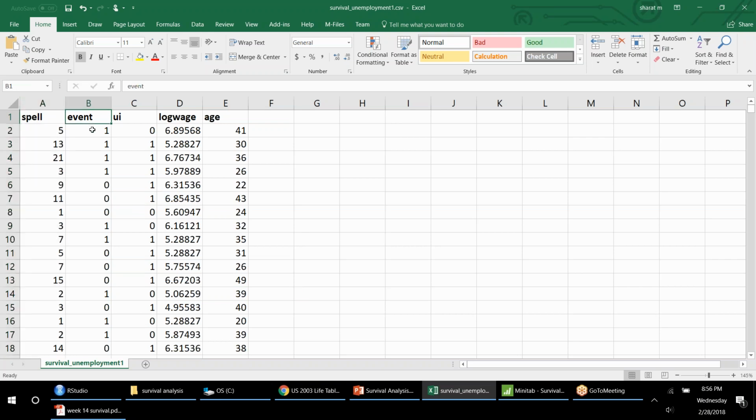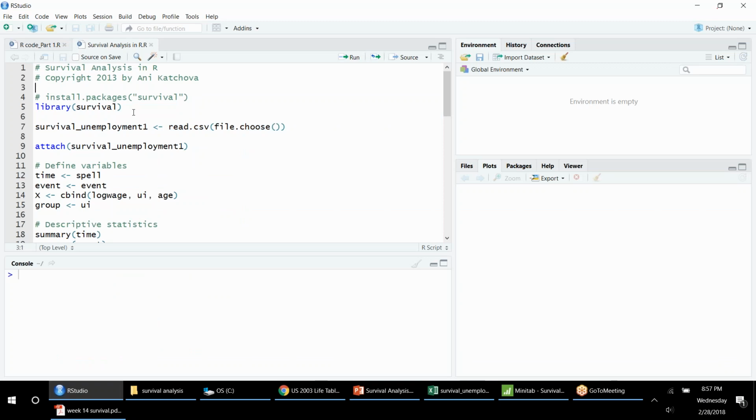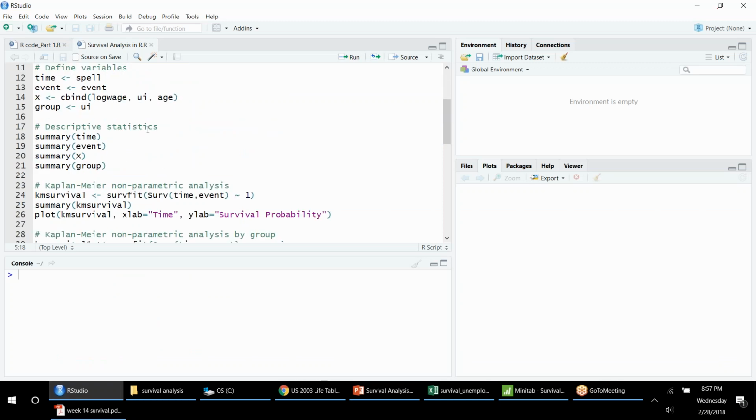Example. So event is whether they are getting hired or not. UI is unemployment, and wage is the salary or the money that they are getting. We have log transformed it. There is no reason, just to get a value here. We have log transformed it, and this is the respective age. Now using this data, we are going to see survival analysis using R, and here we will apply the Kaplan-Meier survival analysis technique.